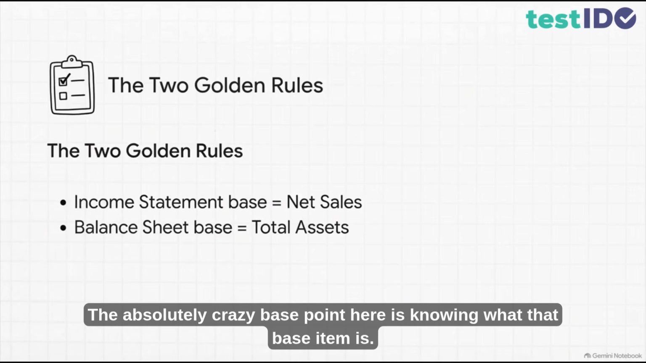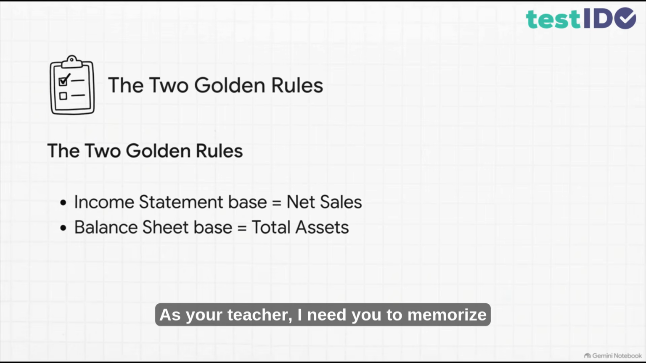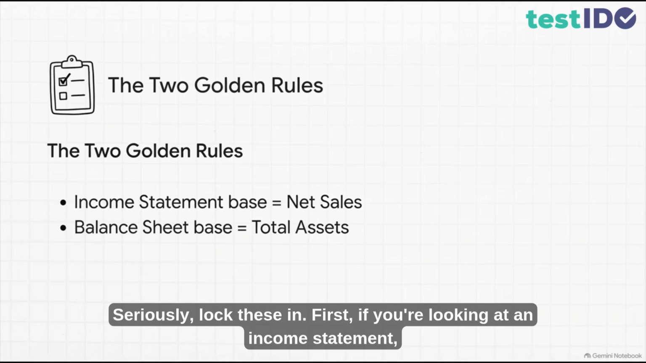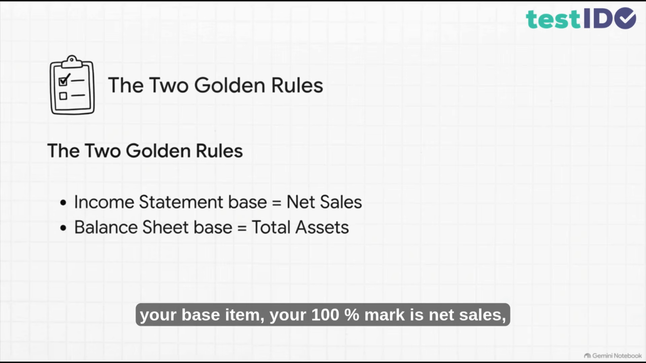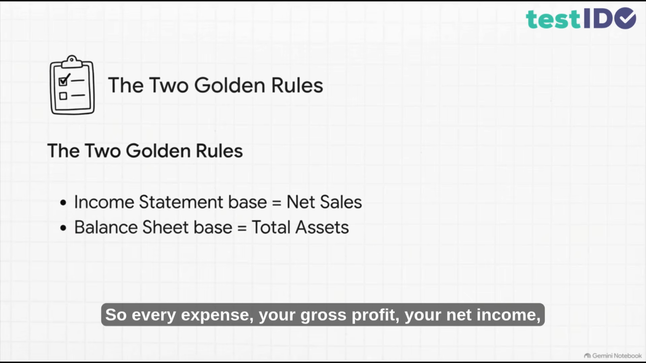The absolutely crucial point here is knowing what that base item is. As your teacher, I need you to memorize these 2 golden rules right now for the exam. Seriously, lock these in. First, if you're looking at an income statement, your base item, your 100% mark, is net sales, which is sometimes called total revenue. So every expense, your gross profit, your net income, it's all expressed as a percentage of net sales.